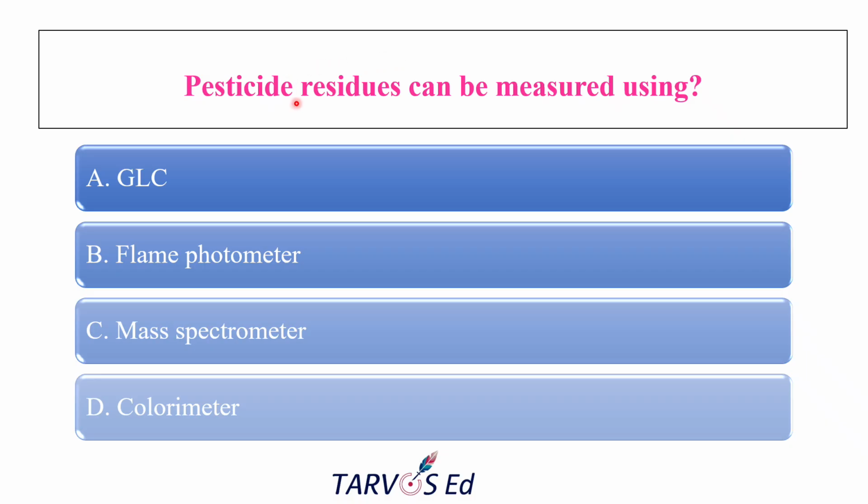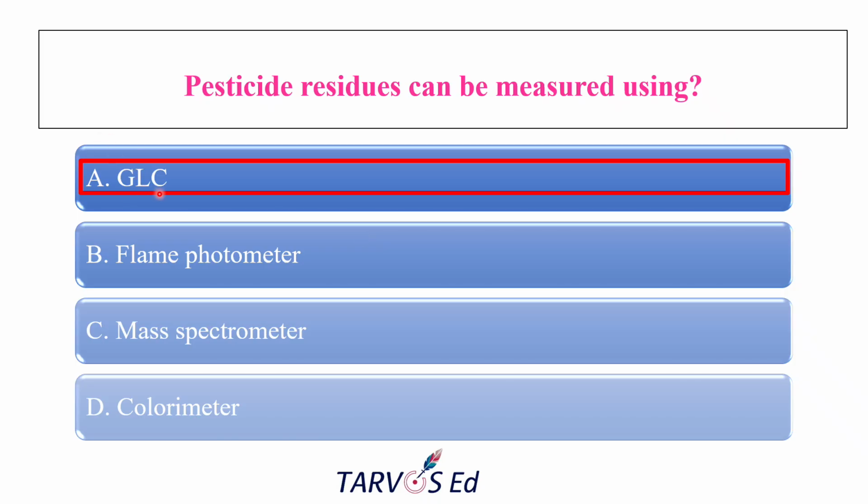Okay. So in order to measure pesticide residue, which instrument is commonly used? The options given are GLC, that is gas liquid chromatography, next flame photometer, mass spectrometer, then calorimeter. And the correct answer is GLC, gas liquid chromatography. It is one of the commonly used analytical techniques for detecting and quantifying pesticide residues in matrices like food, soil, water, and even plant materials.